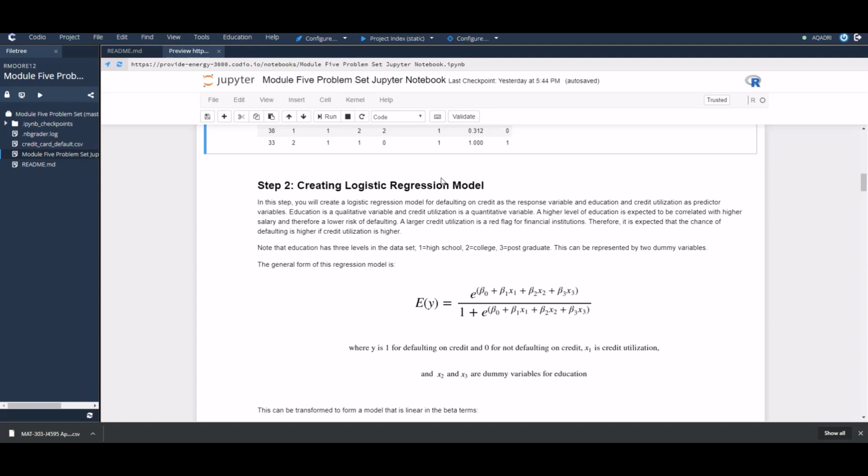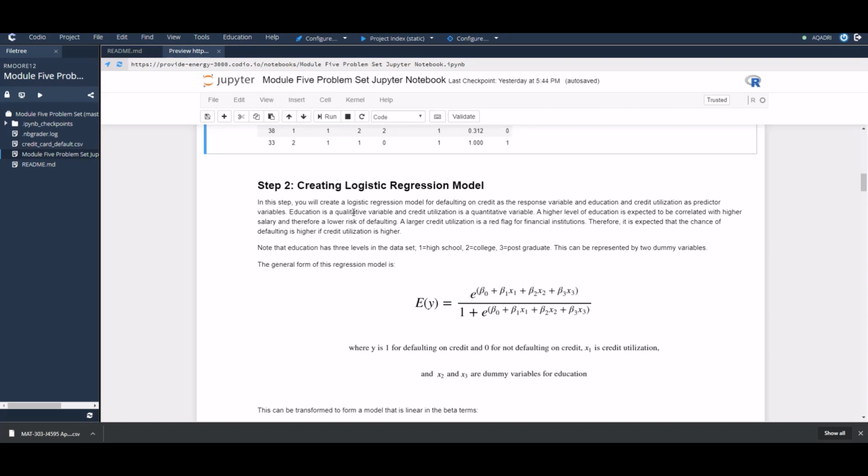Being defaulting on that credit, the probability is lower. Okay. Now, one thing to note here, credit utilization again is a quantitative predictor, so we can just use that as is. However, qualitative education is a qualitative variable. And if you recall, just like from previous weeks, a qualitative variable, we need to make sure that we consider the different levels of that variable.